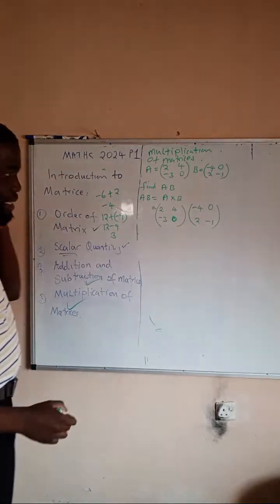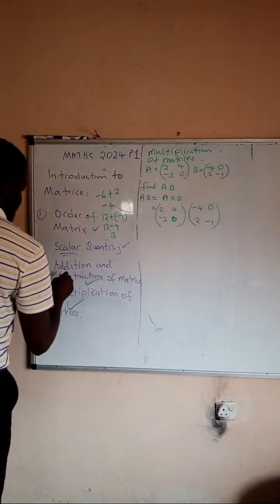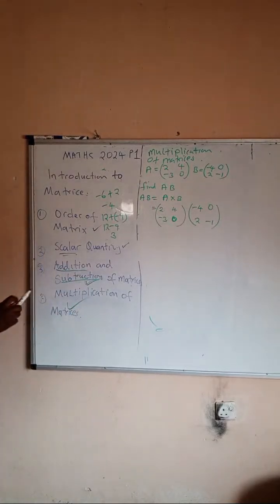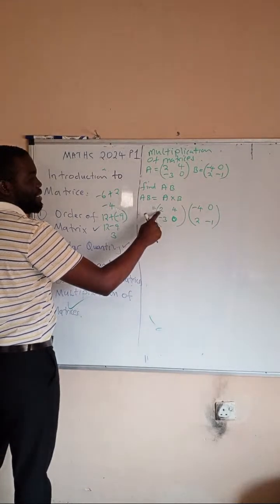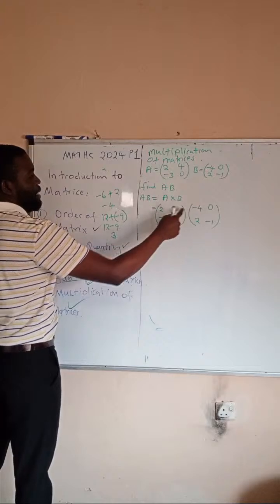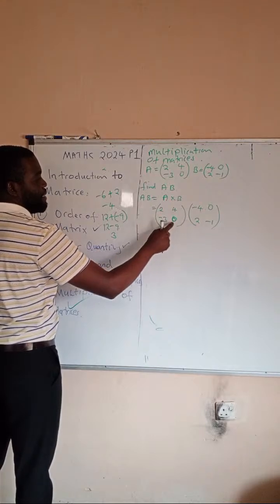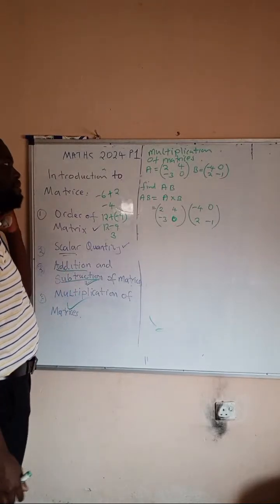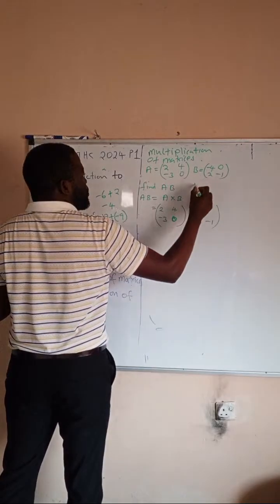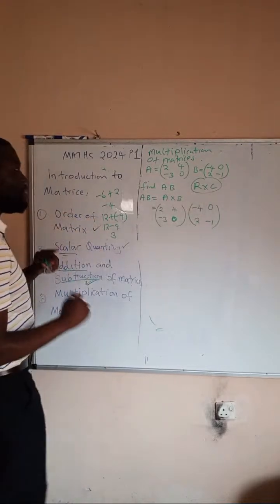When you are multiplying matrices, it's different from when you are adding and subtracting them. Addition and subtraction are done element by element: the first one here plus the first one there, the last one plus the last one, the one down plus the one down. But when you're multiplying, you use a principle called row by column.